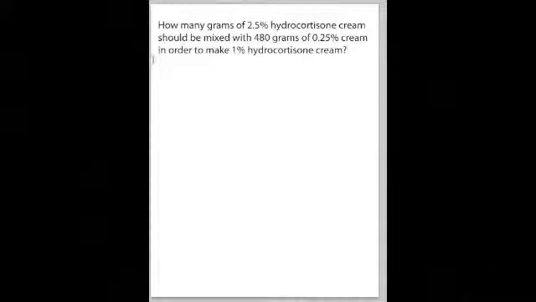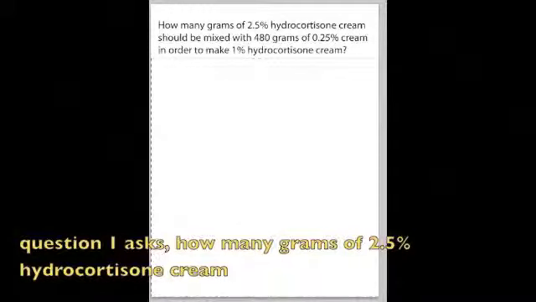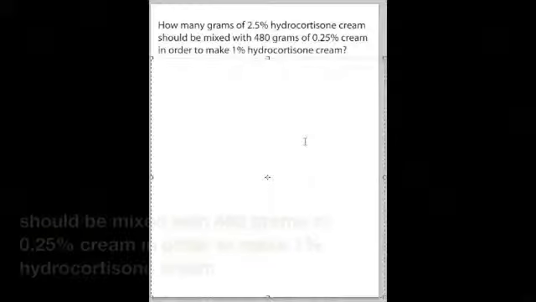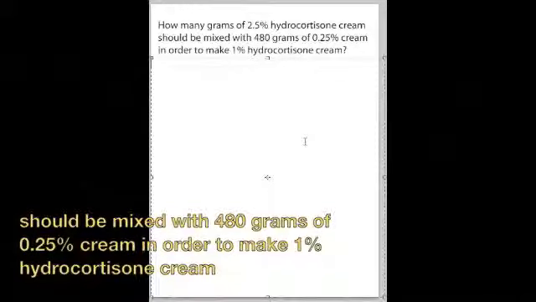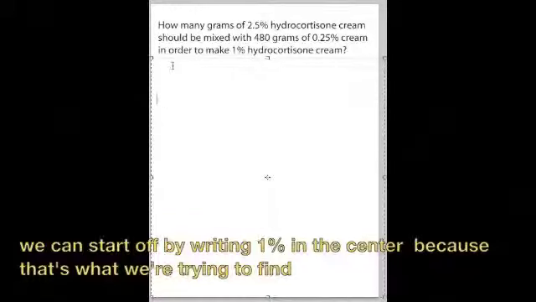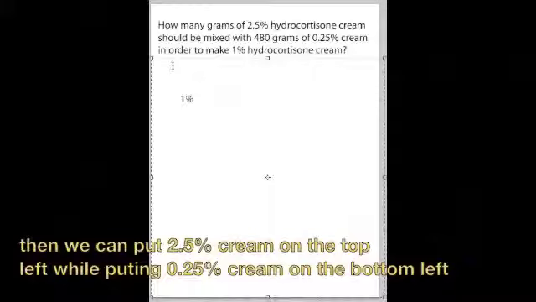So let's get started. Question 1 asks, how many grams of 2.5% hydrocortisone cream should be mixed with 480 grams of 0.25% cream in order to make 1% hydrocortisone cream? We can start off by writing 1% in the center here because that's what we're trying to find. And we can put 2.5% cream on the top left while putting the 0.25% cream on the bottom left.